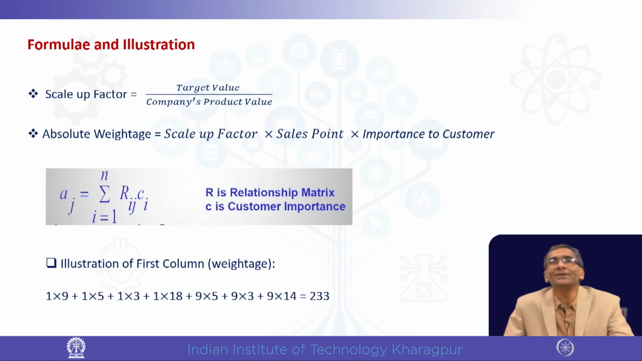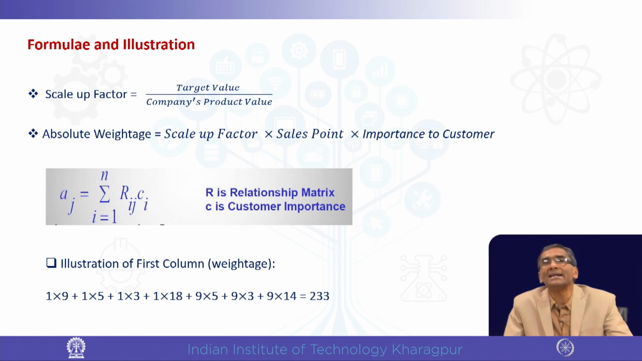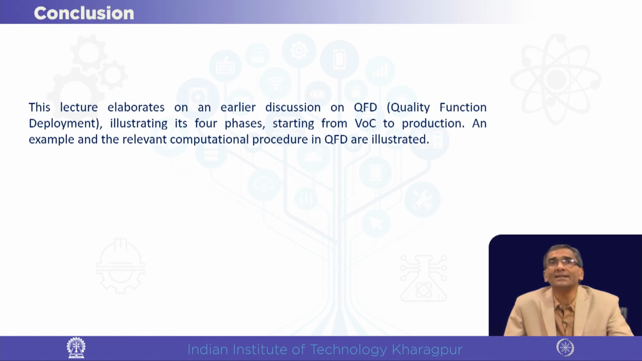In this slide, we are presenting the formulas that we have used. As I explained, the value of 233 in the first column is also explained here: 1 into 9 plus 1 into 5 and so on. You can check that later. And the cell value is the summation of the products of relationship matrix cell values and customer importance. Those things I have already explained, so you can use that later for understanding.